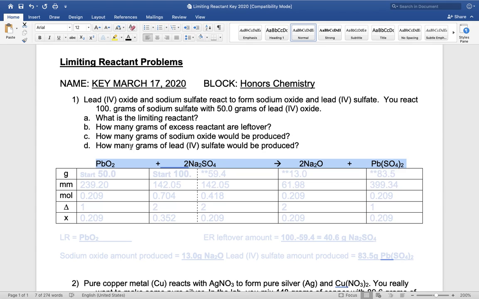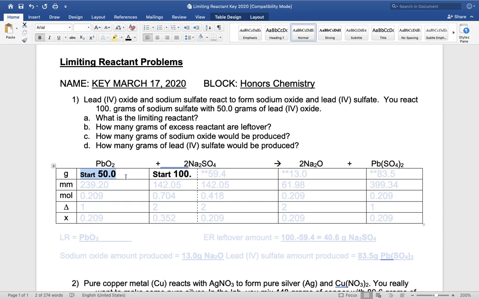What is the limiting reactant? We want to answer that first, and we go to the numbers. You react 100 grams of sodium sulfate with 50.0 grams of lead 4 oxide. I'm going to start on the far left side of both of those, because I know when I do limiting reactant problems, I'm going to have to split one of these columns in half. You can already kind of see what column I split in half. But let's do the problems anyway.